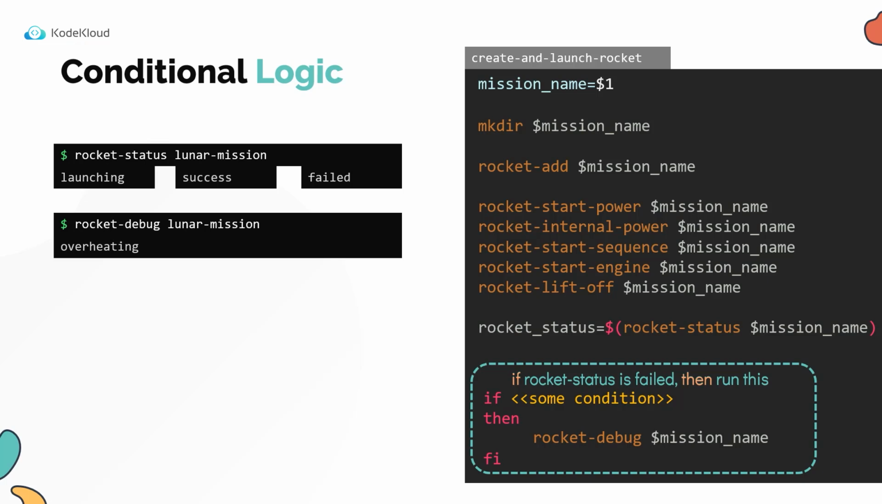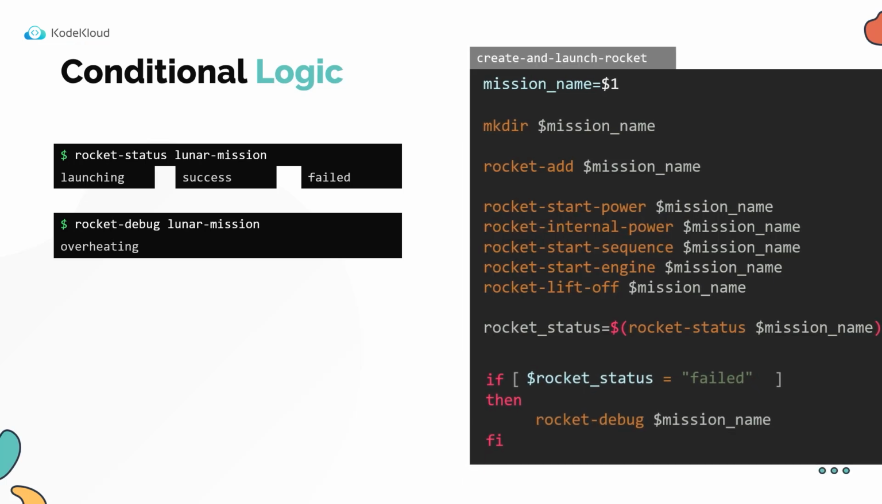Let us now look at the condition. The condition of an if statement is encapsulated under a pair of square brackets. Within the square brackets, we must define the check to see if the rocket status is failed. We run the rocket status command in the previous line, and we also have the output of the rocket status command stored in the rocket status variable, so that's convenient. Within the condition, we perform a check to see if the value of rocket status variable is failed, and we can get the value using the $ sign like this.